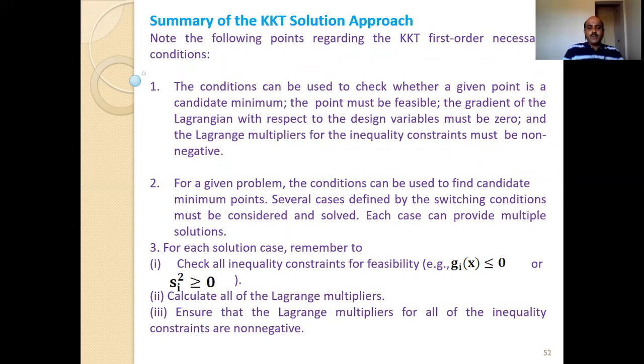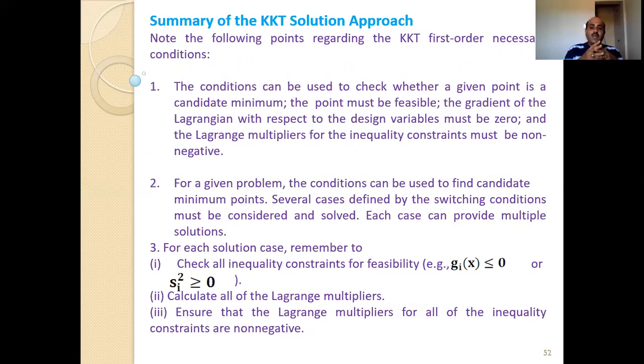The conditions can be used to check whether a given point is a candidate minimum. The point must be feasible. The gradient of the Lagrangian with respect to the design variables must be 0, and the Lagrange multipliers for the inequality constraint must be non-negative. So please understand these points.